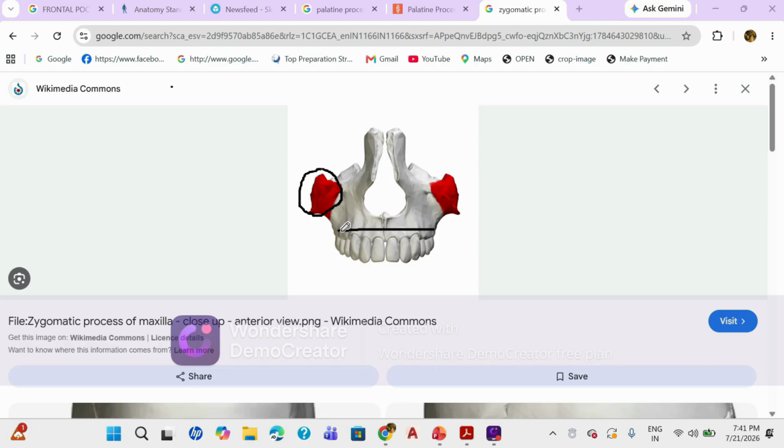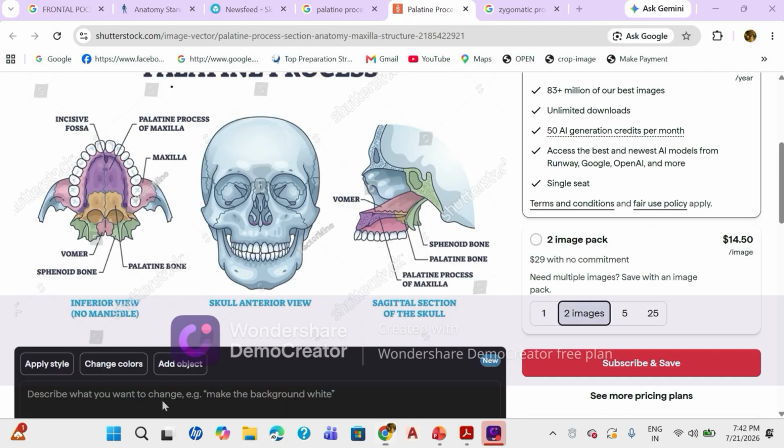See, this portion of the bone is known as the alveolar process, and it holds the maxillary teeth. Then we have the palatine process. In this diagram, this is a skull overview, and this is our maxilla. You can clearly see this. This is the frontal process. This is the zygomatic process. This is the body of the maxilla. This is the alveolar process.